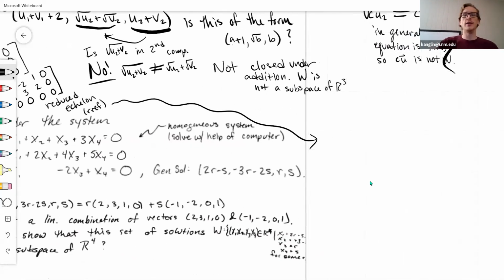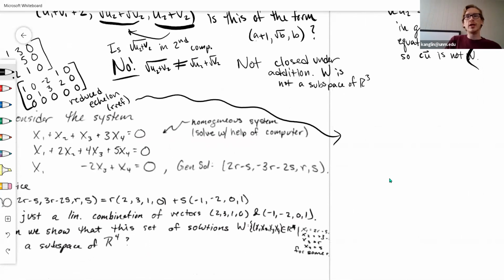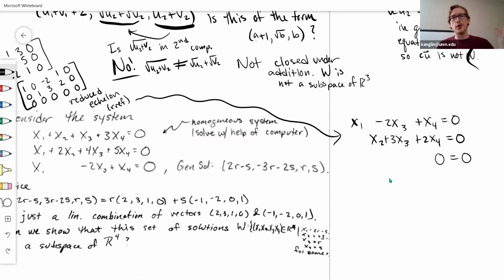If I unpack that again back into a system of equations, that system would read x1 minus 2x3 plus x4 equals 0. x2 plus 3x3 plus 2x4 equals 0. And the last equation would just read 0 equals 0, which is not a problem, right? 0 does equal 0. It just adds no new information to our system. No matter what we let our variables x1 through x4 equal, 0 will still equal 0. We will automatically have that last equation satisfied. So we drop it. It doesn't add any new requirements or information.